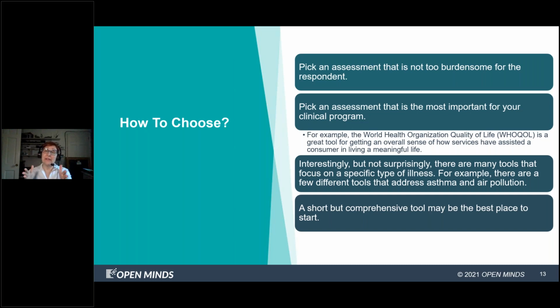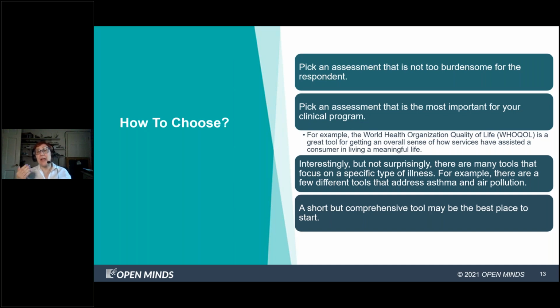So the quality of life scale is basically a measure of how many things you are doing in your day-to-day life that we know lead to a higher quality of life: having friends, having hobbies, doing things with other people, all of those kinds of things. So you want to pick an assessment that you feel really resonates with your clinical programming, with your mission.